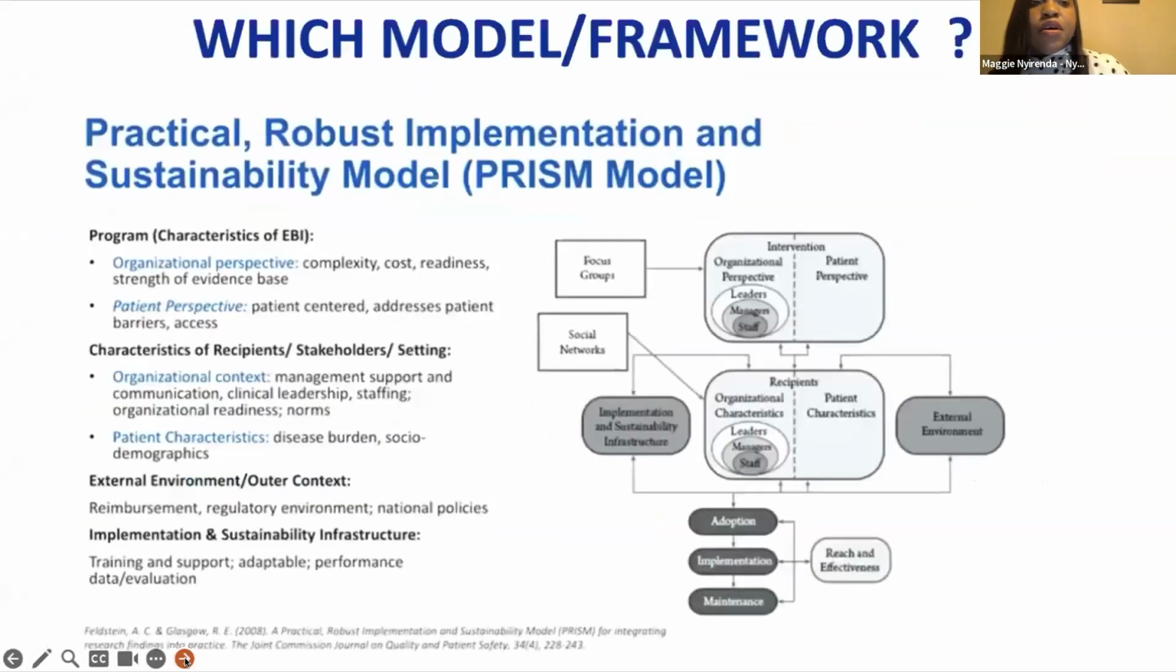Next slide. So you see, that's the time I stumbled upon implementation science. That's when my interest came. I could have used this model, but at that time I didn't know about models. As you can see, I had already gathered data on complexity of the intervention, its readiness, and also patient characteristics and so many other parameters.